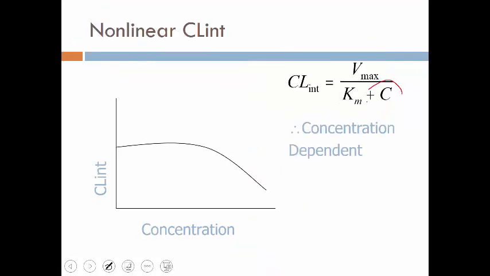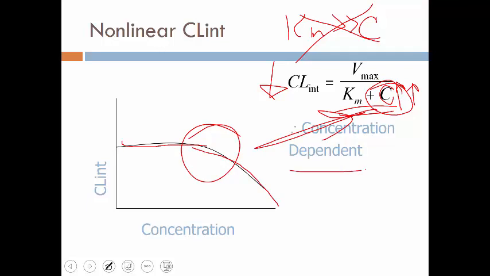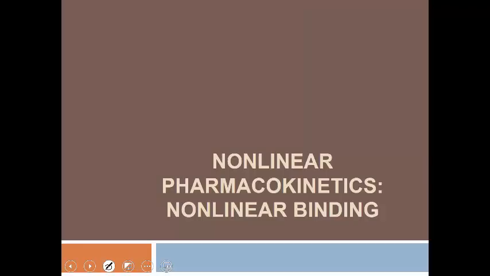If you have a nonlinear situation and it's no longer true that Km is much greater than the concentrations, then you have to keep the concentration in the denominator. And as concentration increases, you can see that intrinsic clearance will decrease. You can also think about the fact that as you saturate the enzymes, the intrinsic clearance will start to fall as you reach this critical point. This is concentration-dependent, or zero-order, or capacity-limited nonlinear intrinsic clearance. All right, thanks.